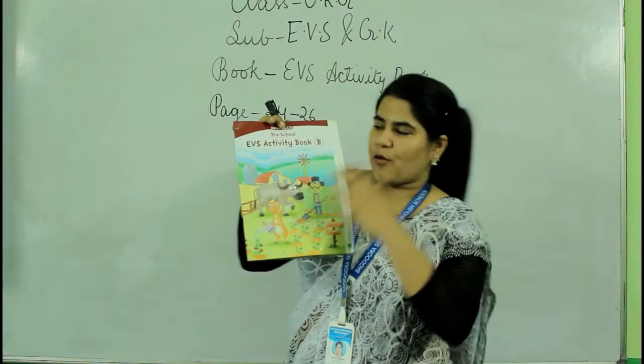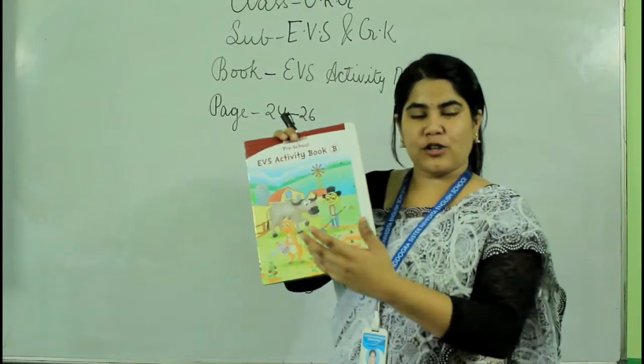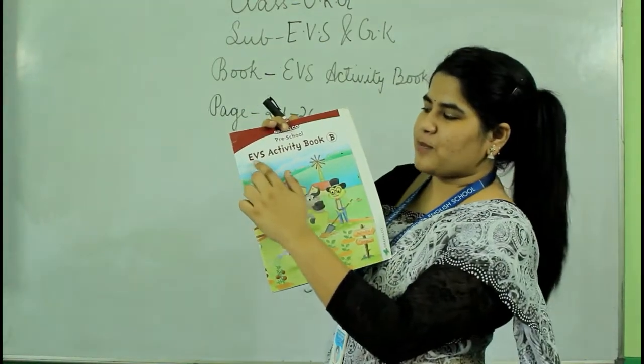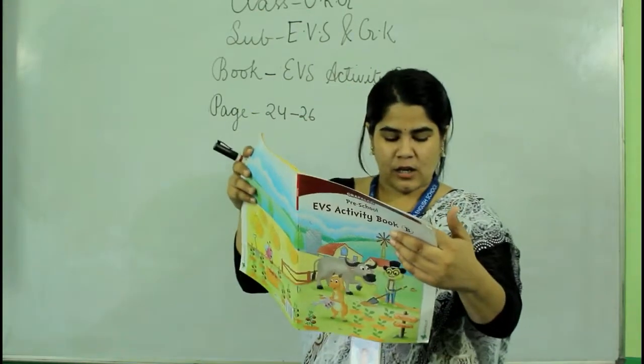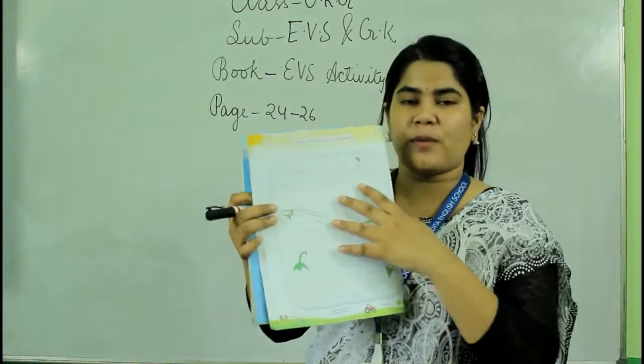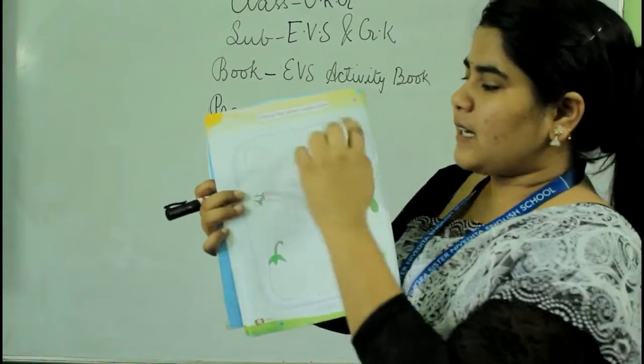So kids, now we are going to follow today. Now we are going to do EVS and GK following this book, EVS activity book, page number 24 to 26. Okay. So here, if you open to page 24, you will get color the green vegetables.